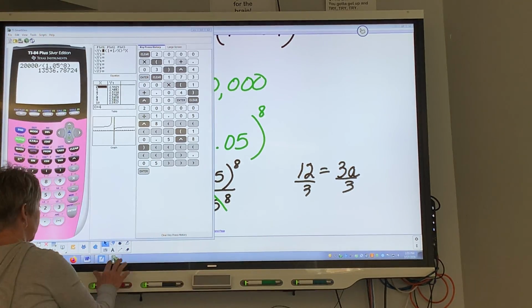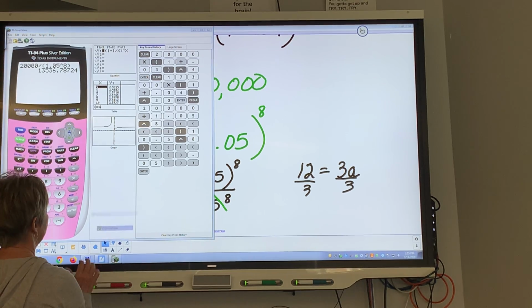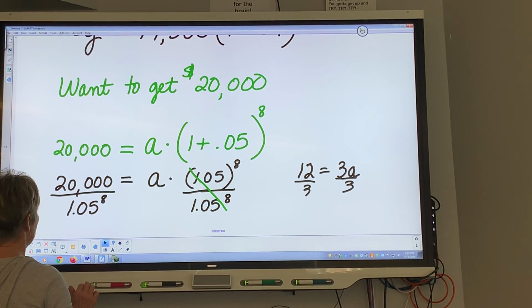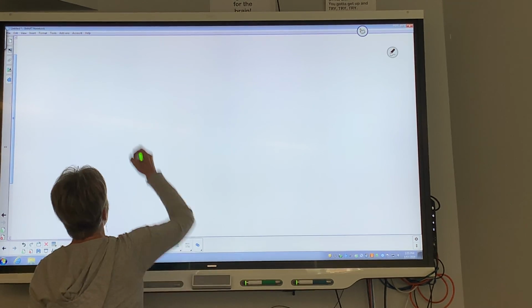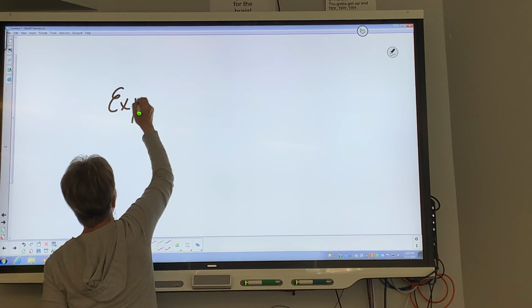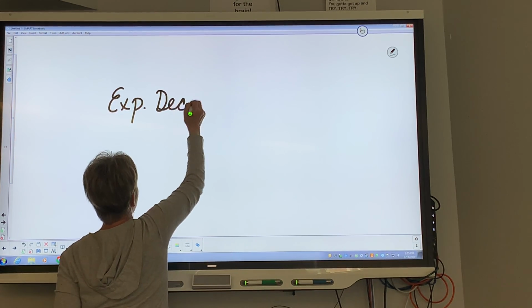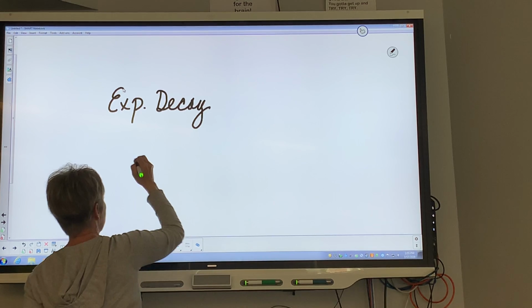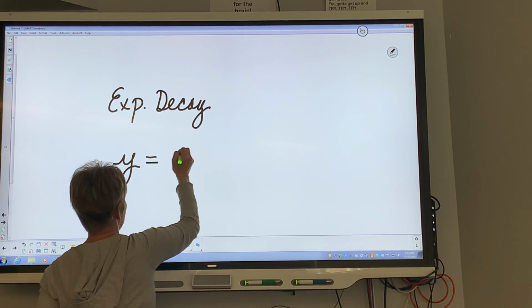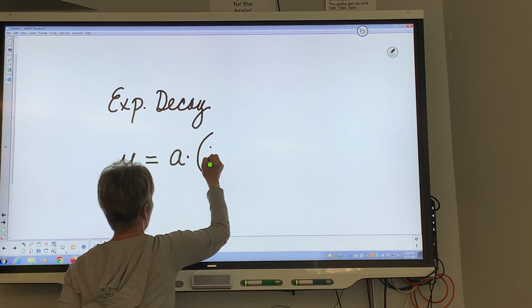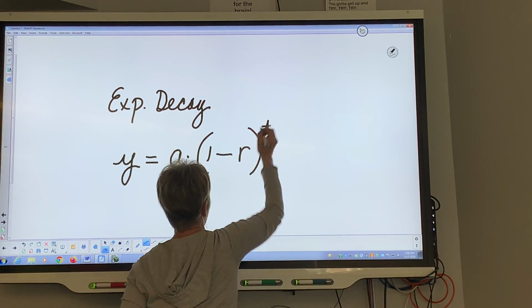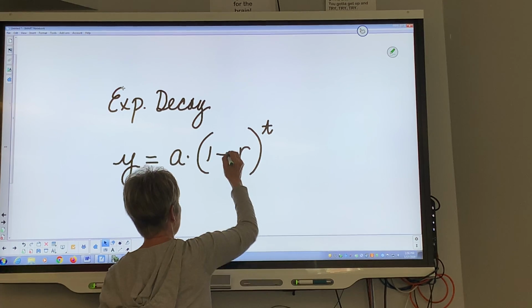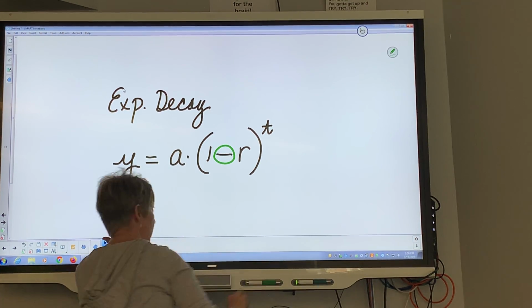All right, and one other thing, and then I will wrap this up for you guys. So now, we said not everything grows, some things decay. So the exponential decay formula is just going to be a little bit different. It's going to have a times 1 minus r to the t power. So there's going to be a minus sign in there instead.